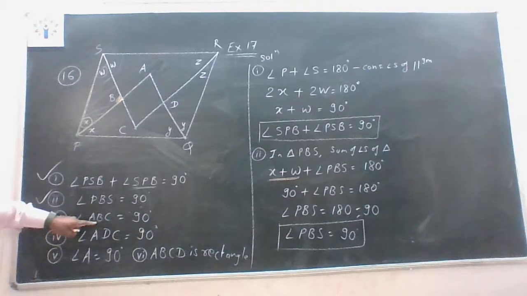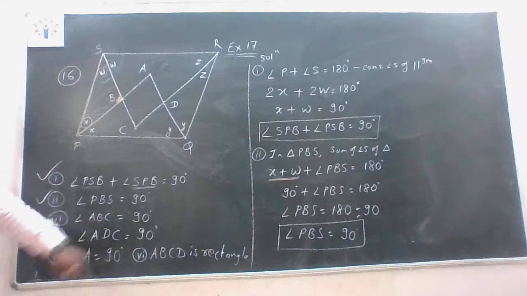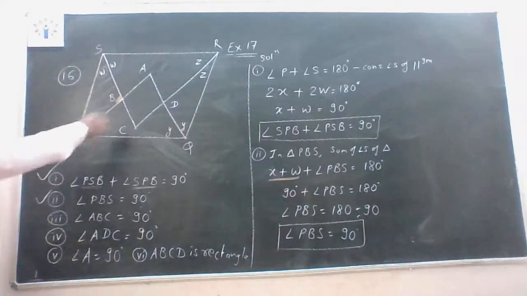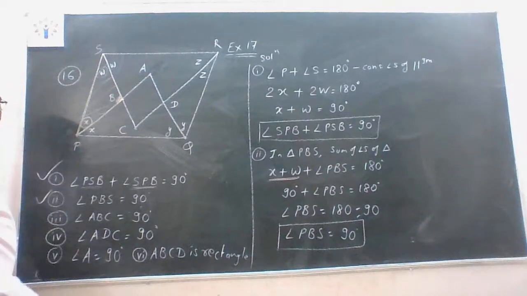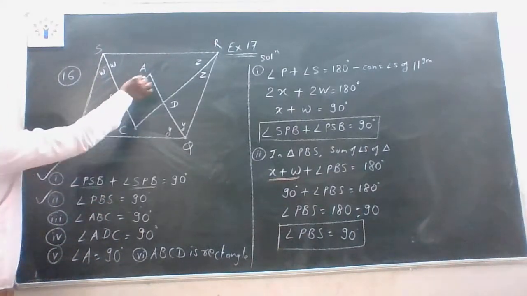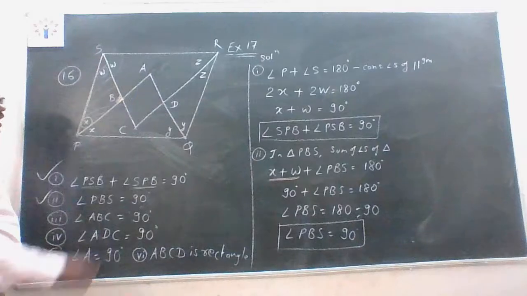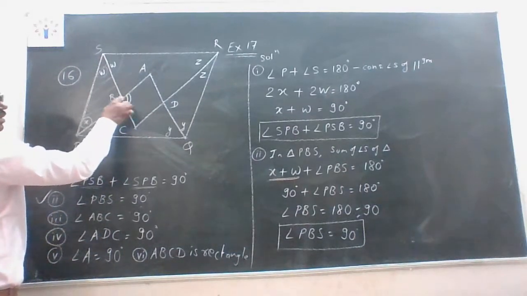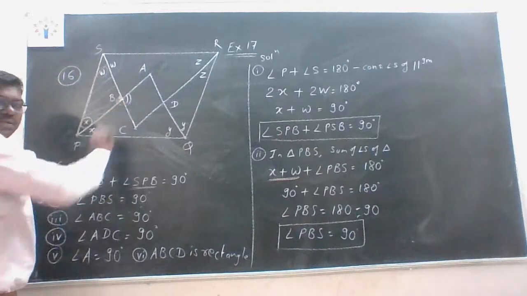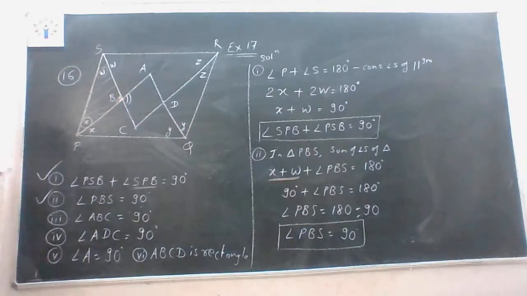Now the third part is that angle ABC is 90 degrees. We want to show that angle ABC is 90 degrees. So see, the two lines are intersecting here at point B. So can we say these two angles are equal? Which two types of angles are these?